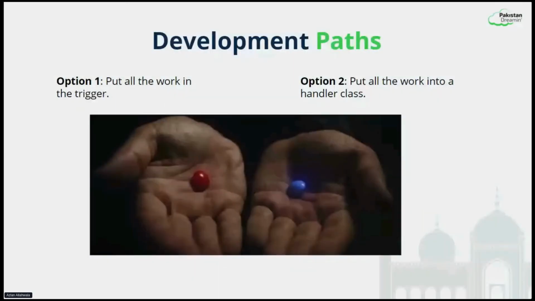Now, development paths when we are writing triggers. The first one is to put all the work in the trigger, and the second is to put all the work in a handler class. As you can see, there's a red pill and a blue pill, and I'm sure all of you have seen The Matrix. Putting all the work in the trigger is like the red pill. It's a common practice, but not a good one, I would say: one trigger per object, and you have all the stuff in that. It does all the things, and it's easier to do. But why won't you do it? Because once the trigger gets complex, it's very difficult to manage.